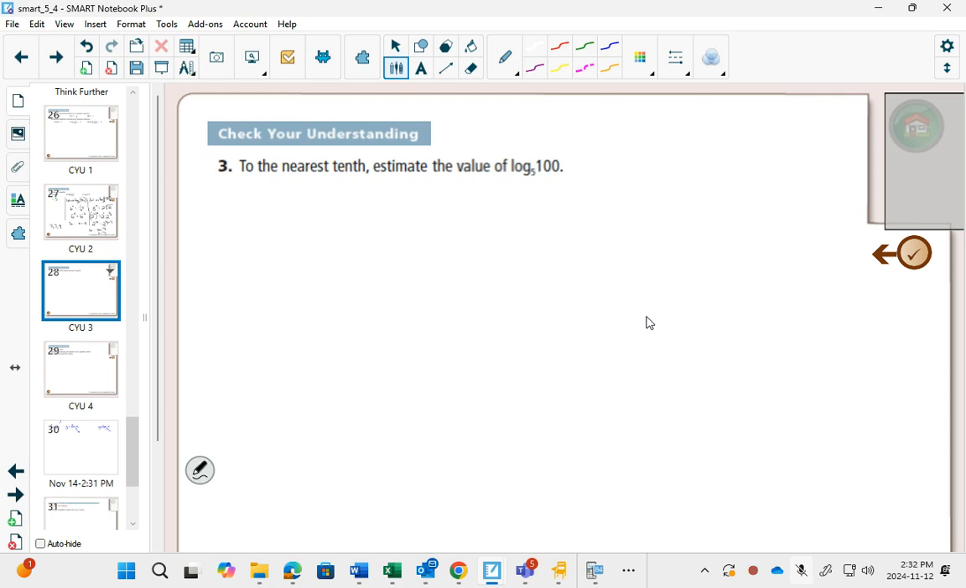This question is kind of a little bit misleading because it says to the nearest tenth, so they're getting a fair bit of precision here. You're supposed to estimate that. Now, the only way you could estimate it with that kind of precision would probably be using a calculator. And if you used a calculator, you're probably not estimating anymore. You're probably finding the exact answer. So it seems a little bit off here.